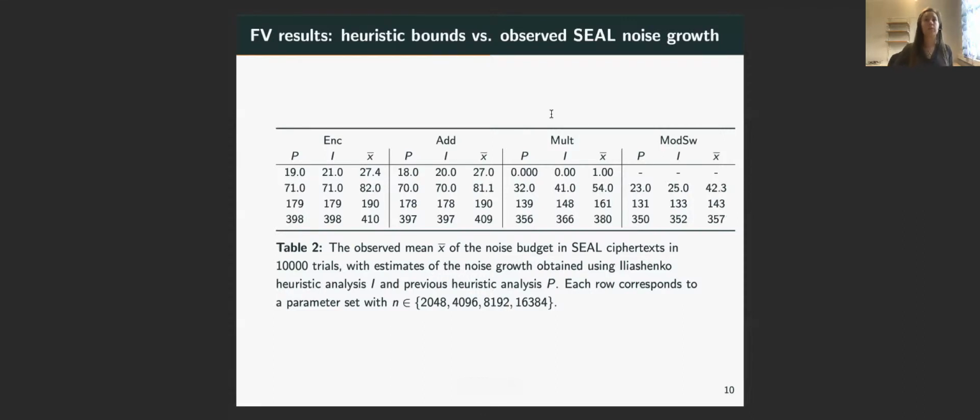So those were the results for BGV as implemented in HElib, and here are the results for FV as implemented in SEAL. Again, very similar observations. So we get slightly better improvement here from the previous to the Ilyashenko method compared to BGV, but the conclusions are very similar. We do get an improvement, but if you compare the columns I and the columns X bar, meaning if you compare what is predicted versus what is observed, there is still, again, a rather large heuristic to practical gap that remains.